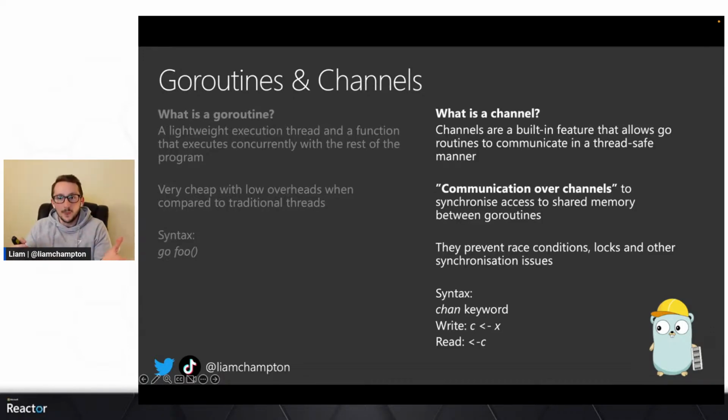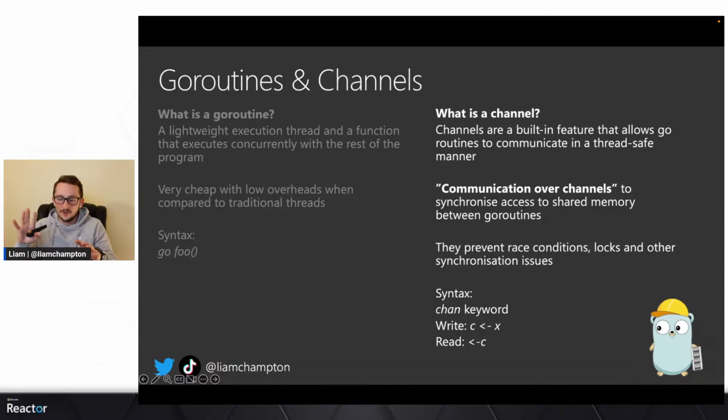What is a channel? Well, a channel is a built-in feature, again, which coincides with Go routines, and it allows them to talk to each other. So it allows one Go routine and another Go routine, which are running parallel to each other, to communicate and transfer data. Okay, and they do that with a term which is coined communication over channels. It does what it says on the tin at this point, right? Now, they prevent race conditions and locks and other synchronization issues that you can come across.